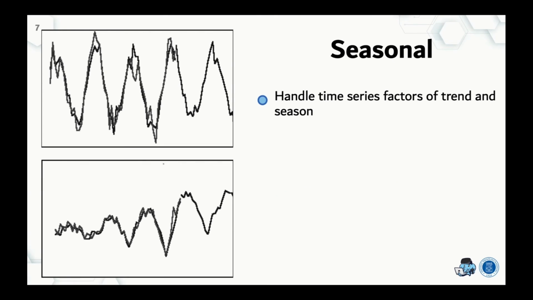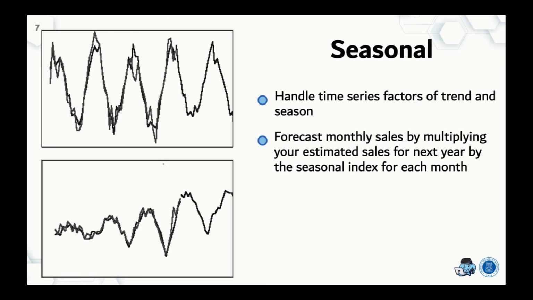The next method that we will discuss is the seasonal method. Seasonal handles time series with the factors of trend and season, which were not yet handled by the previous methods. For example, we want to forecast monthly sales by multiplying the estimated sales for the next year by the seasonal index for each month. So each month we have a seasonal index.